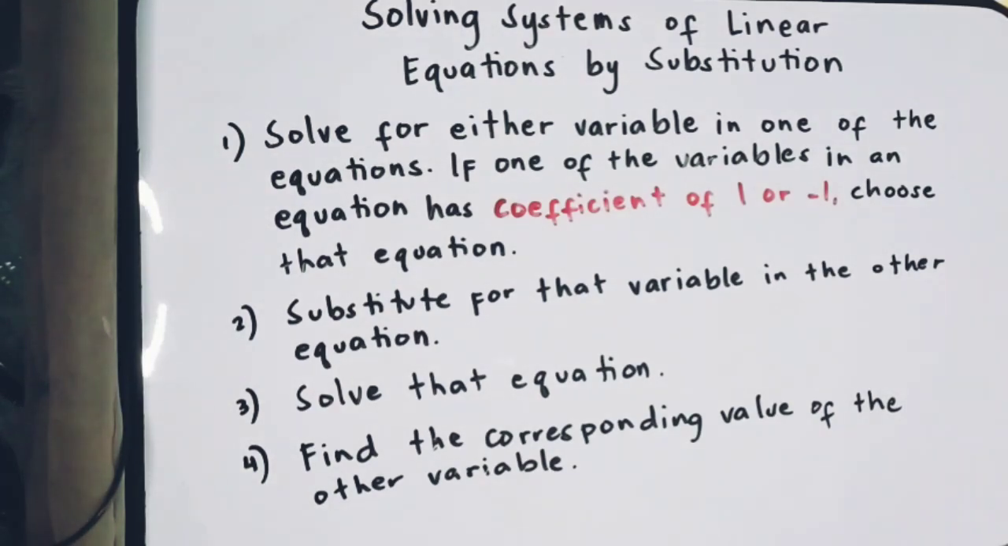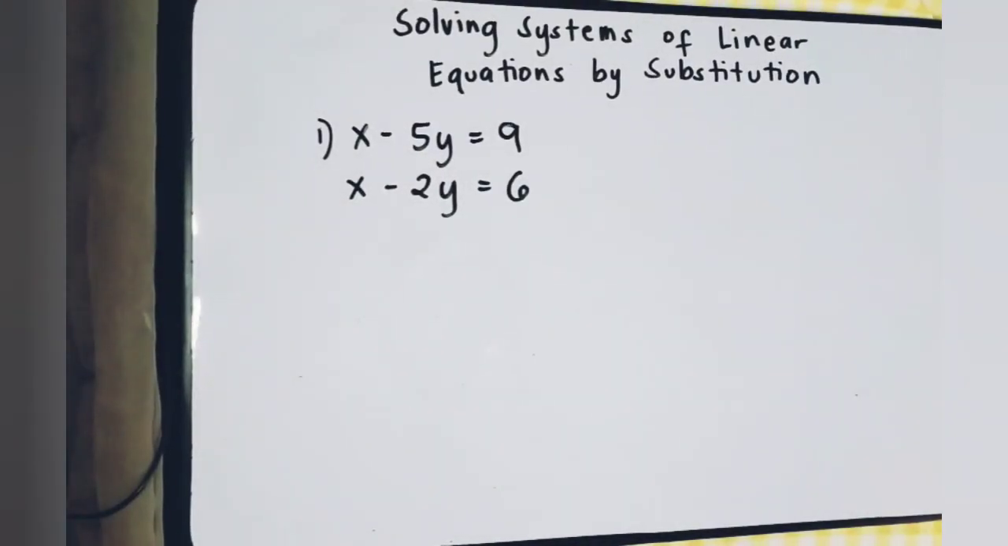So basically, since base na din doon sa pangalan niya, solving systems by substitution, obviously, ang gagawin natin is we're going to substitute terms or equations para makuha yung mga values ng given systems of linear equation. So let's try. So first example, we have x minus 5y equals 9 and x minus 2y equals 6.